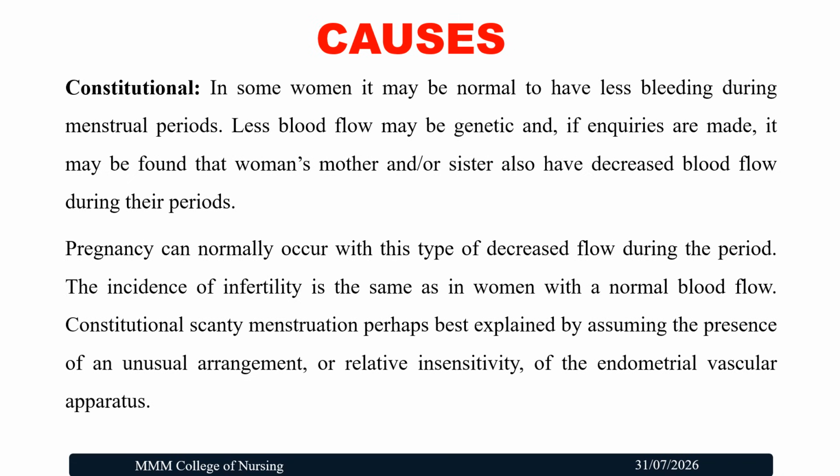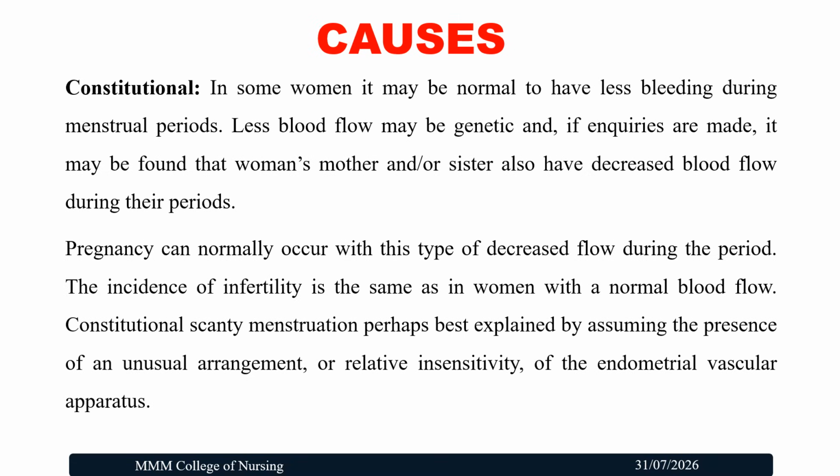The causes for this hypomenorrhea are constitutional causes. In some women, it may be normal to have less bleeding during the menstrual periods. Less blood flow may be genetic. If inquired, it may be found that the woman's mother or a sister also has decreased blood flow during their periods. Pregnancy can normally occur with this type of decreased flow, and the incidence of infertility is the same as in a woman with normal blood flow.